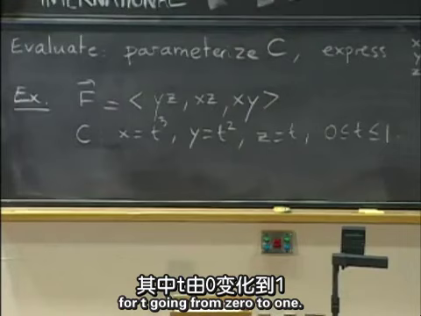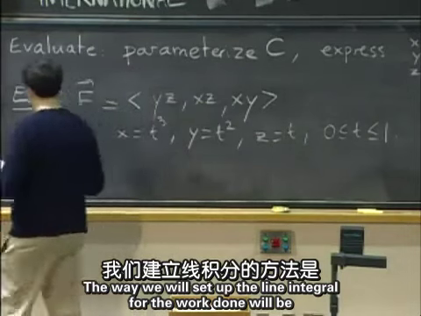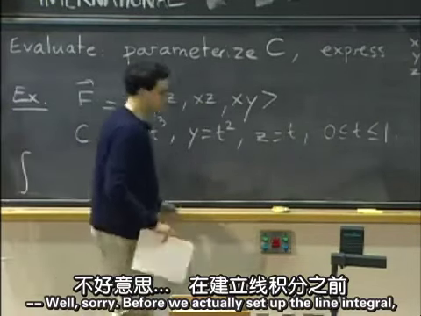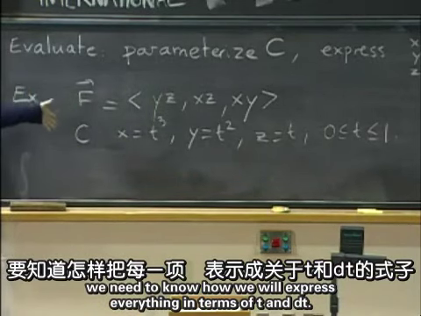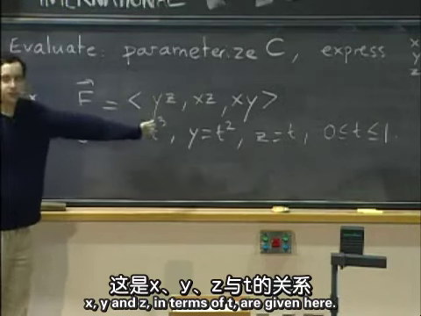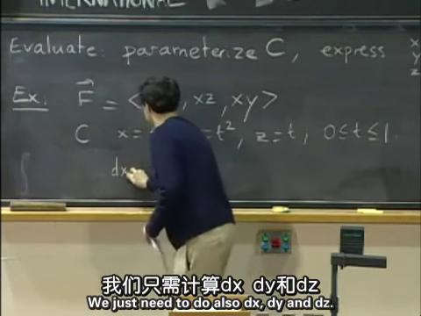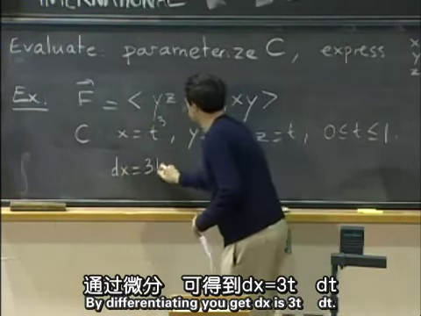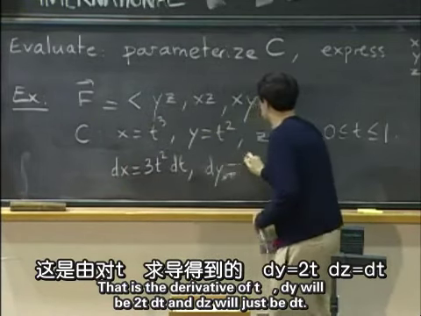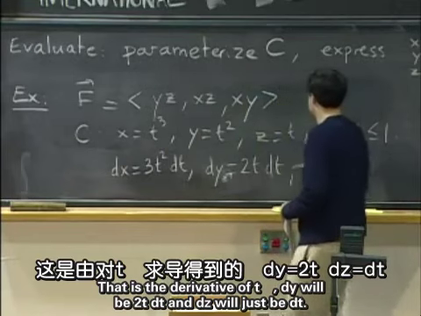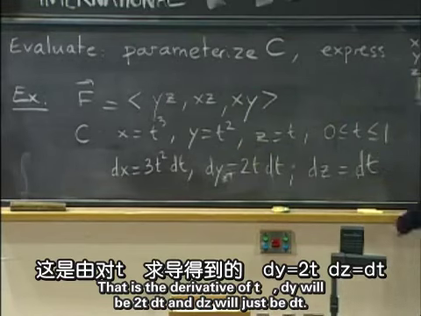Okay. So the way we will set up the line integral for the work done will be, so before we actually set up the line integral, we need to know how we will express everything in terms of t and dt. So x, y, and z in terms of t are given here. We just need to do also dx, dy, and dz. Well, by differentiating, you get dx is 3t squared dt. That's the derivative of t cubed. dy will be 2t dt, and dz will just be dt.